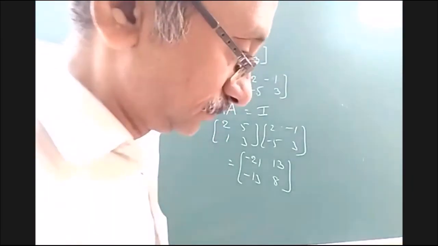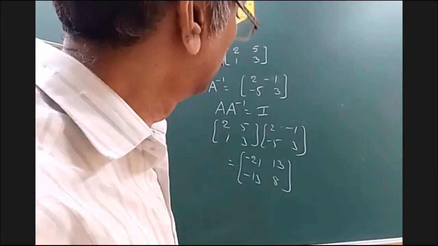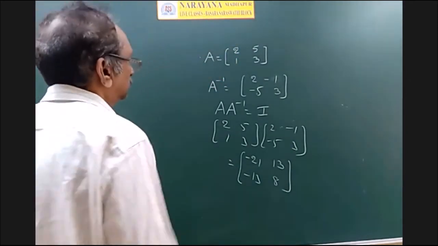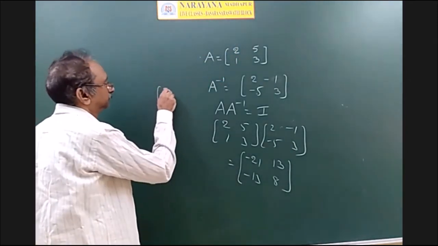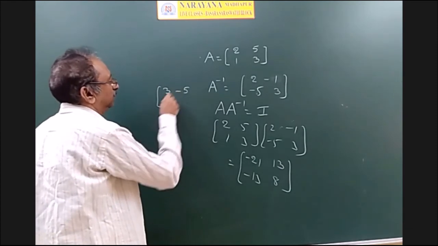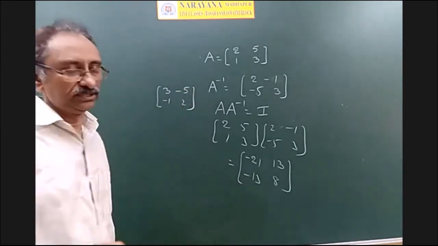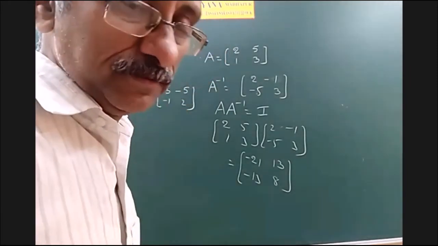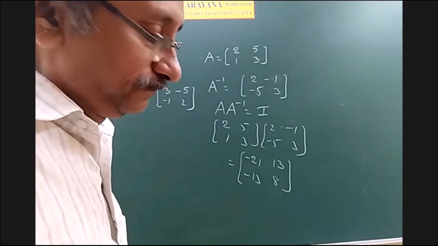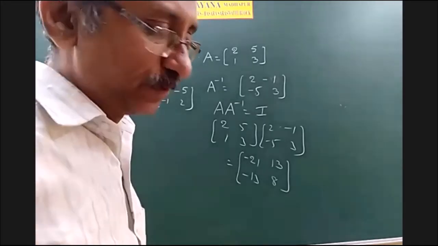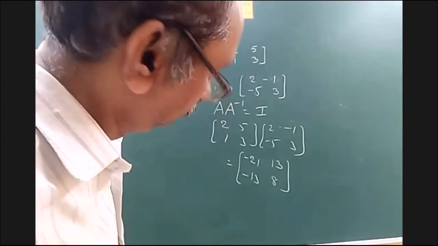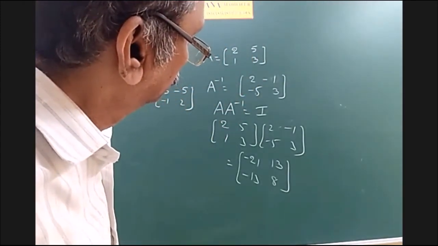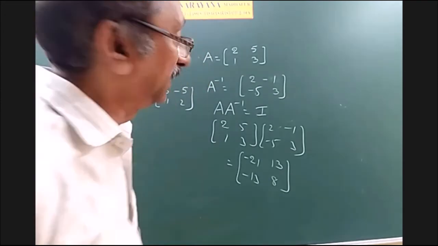David. Sir, 3 minus 5 minus 1 2. So 3 minus 5 minus 1 2. Is it okay, David Reddy? Yes, sir. Okay, very good. Why? What is the determinant? Sir, the determinant is AD minus BC.